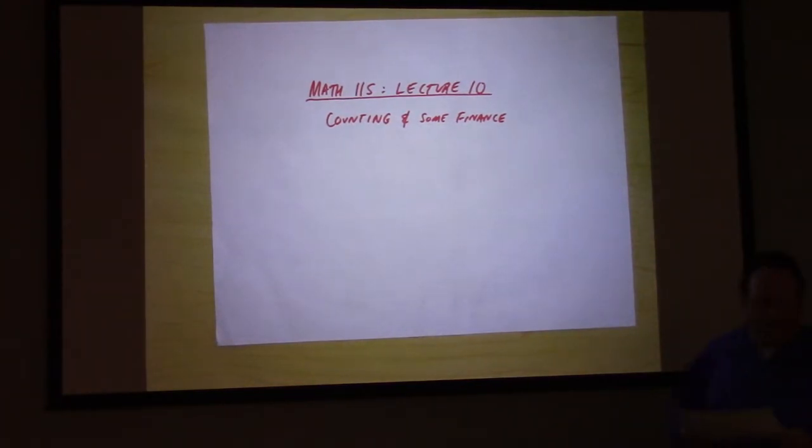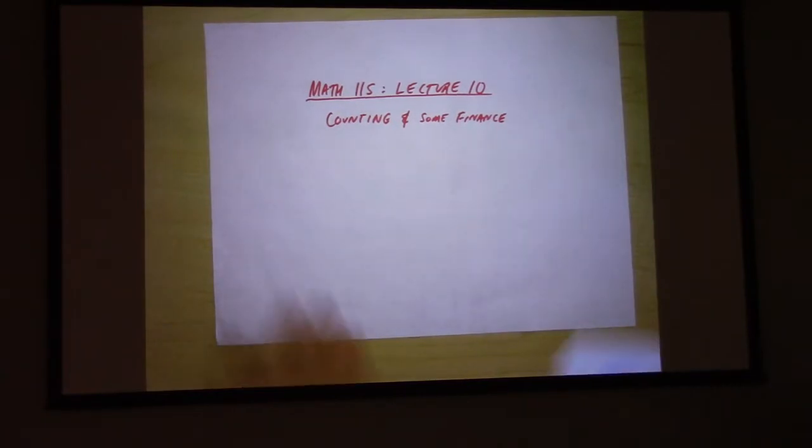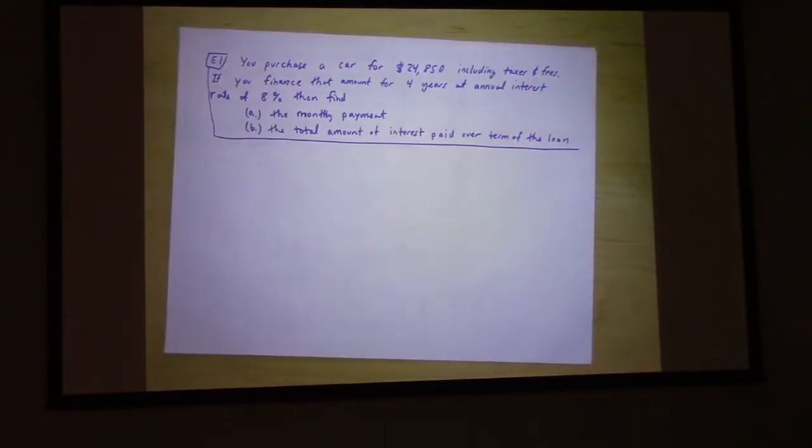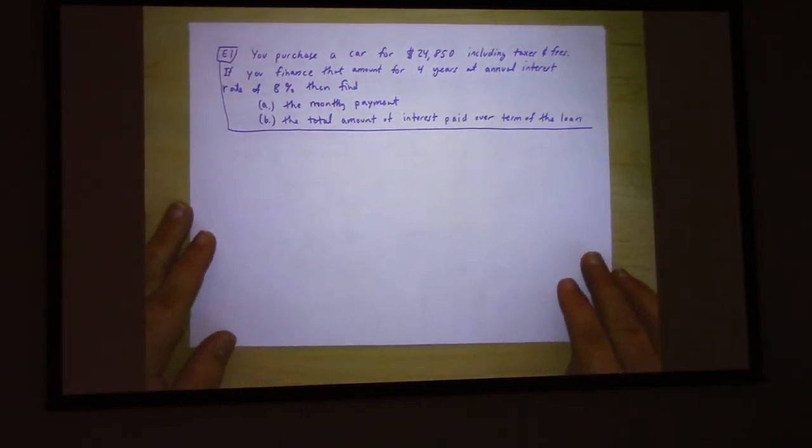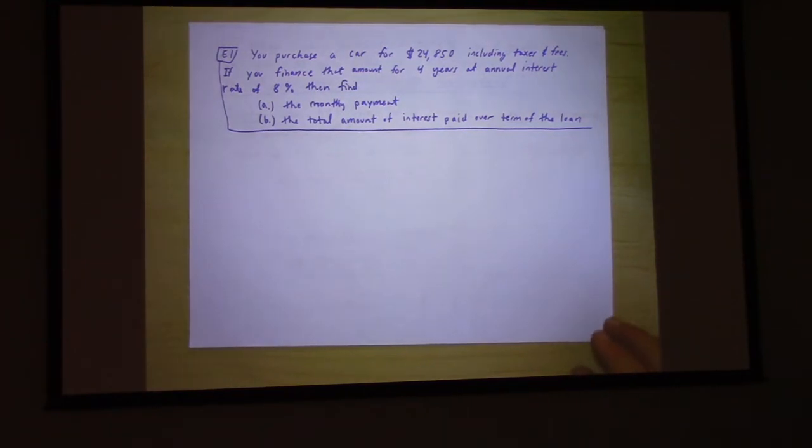so this is lecture 10, I think, and I've got a couple examples here on the same topics as we did last time, so let's start with those. Suppose you purchase a car for $24,850, including taxes and fees. If you finance that amount for 4 years at an annual interest of 8%, then find the monthly payment, and what else?